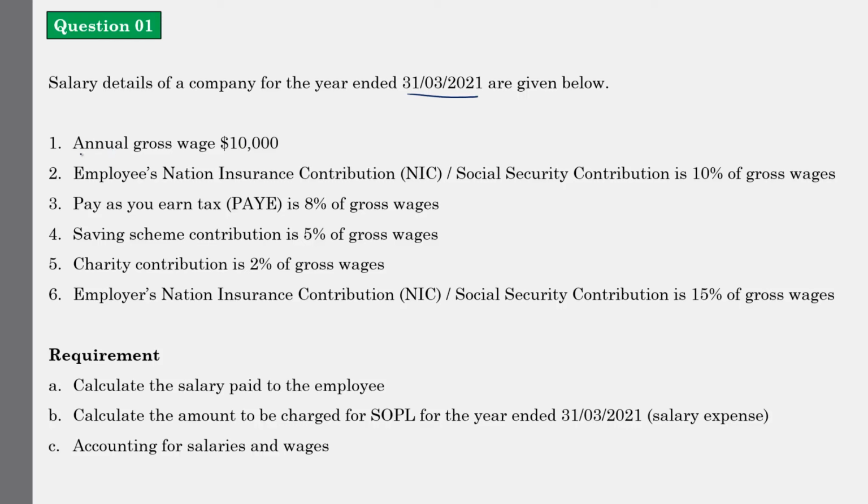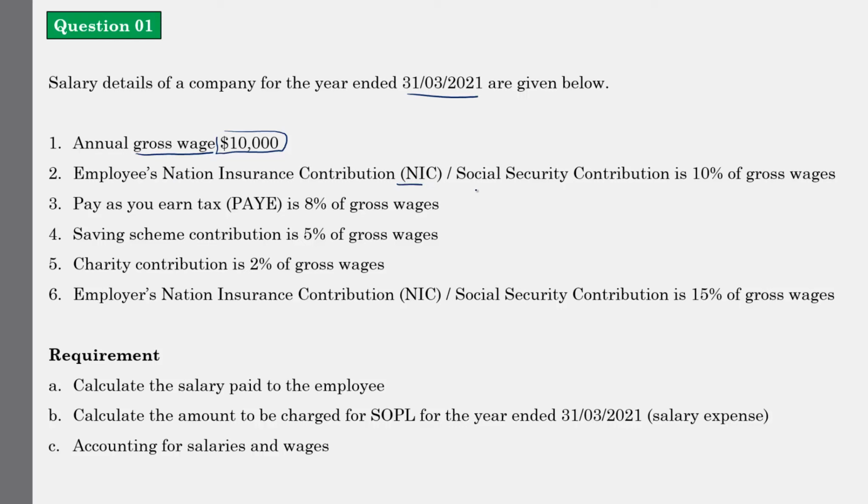First point, I have given the annual gross wage. What you have to remember is that it is the wage before any kind of reduction. Normally, when you get a salary, your take-home salary is after some reductions from your gross wages. So this 10,000 US dollars is before any kind of reductions. Second point, employees' national insurance contribution, which we will call NIC.